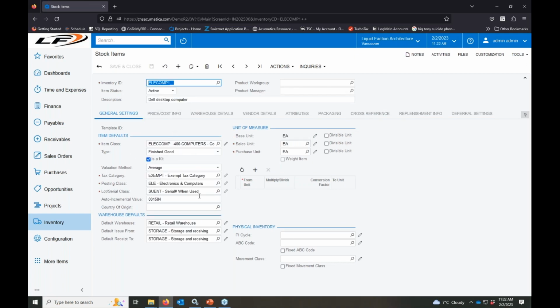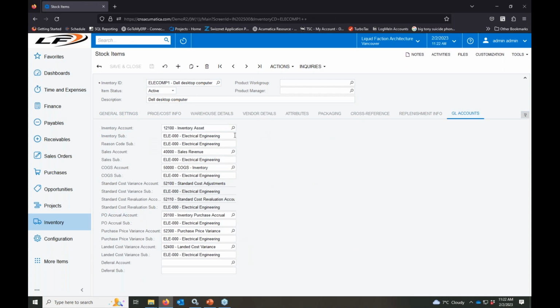So here we've got our general settings that we went over. So in this particular case, we have a Dell desktop computer that has an item class of computers and tablets. And it's a finished good that is also a kit. Its valuation method is average. It's tax exempt, and its posting class posts to electronics and computers. So dictating that posting class will give us our lead into the GL accounts that are used, which can be updated and changed if we wanted, but those will be the defaults that populate.